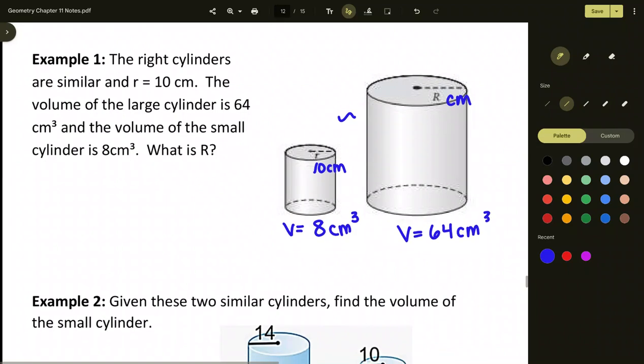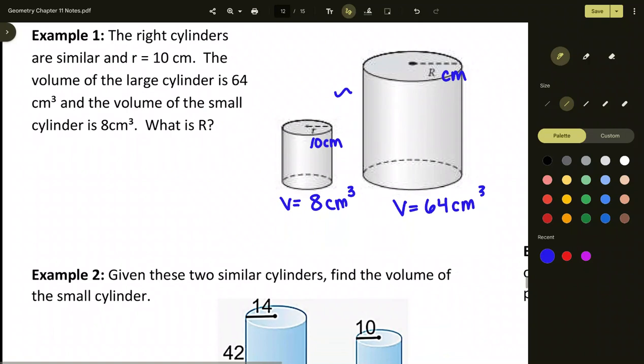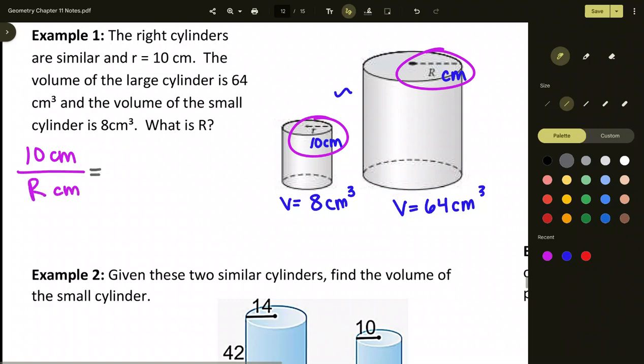So here I do want to compare them using a proportion. I'm going to first look at the radii. So I have 10 centimeters compared to our unknown centimeters. Then we're going to set that equal to the volume comparison. And the volume is 8 centimeters cubed to 64 centimeters cubed. Okay, now we are looking for the radius. So we are trying to get just plain centimeters.